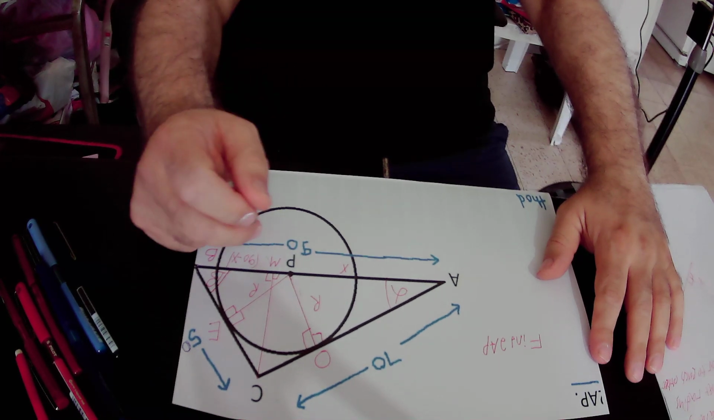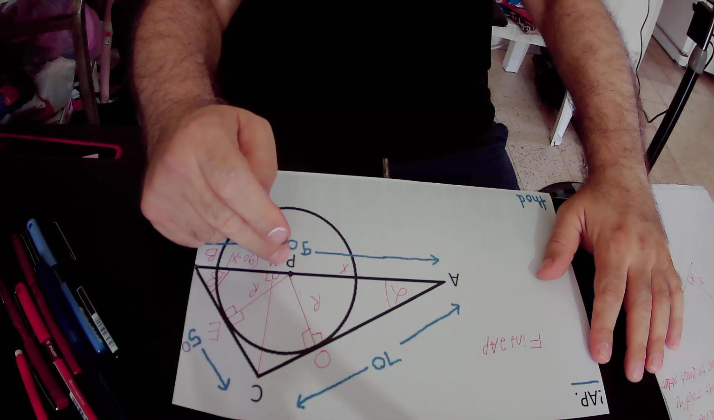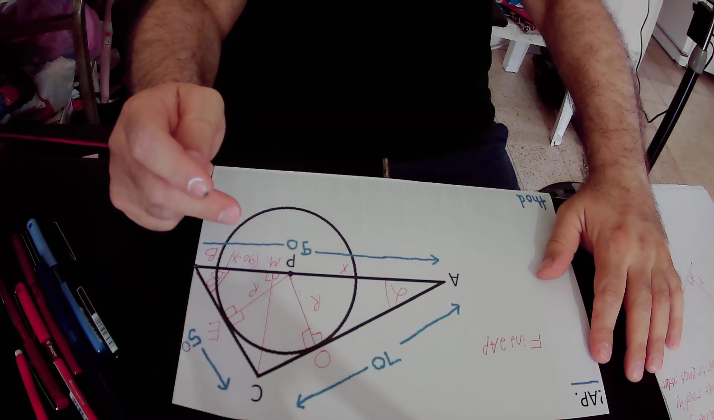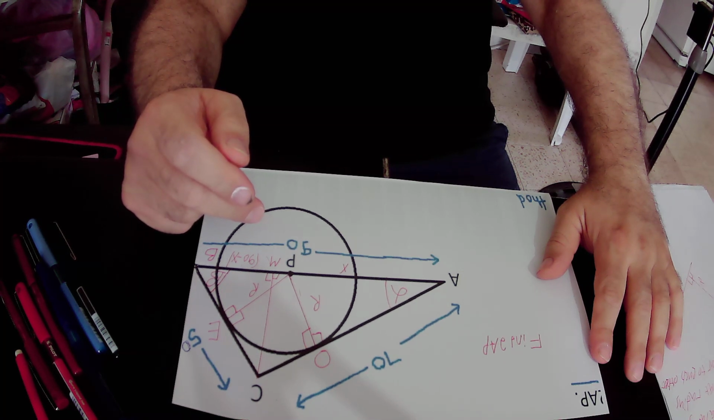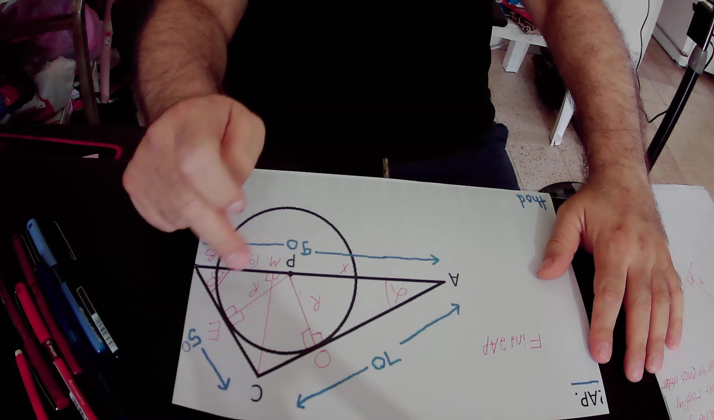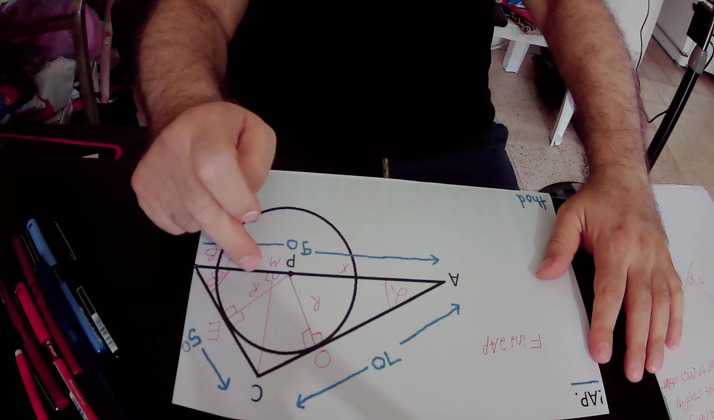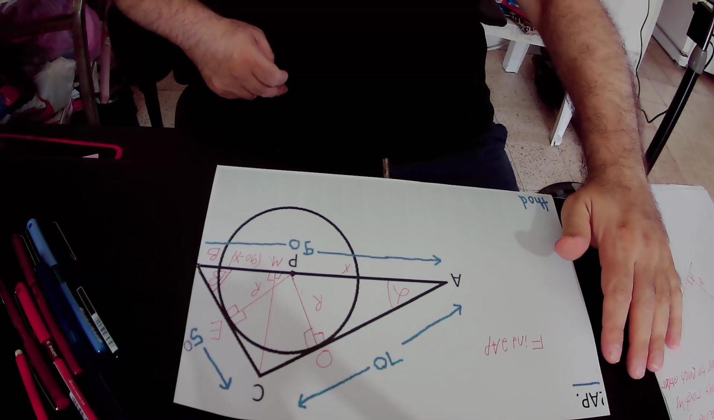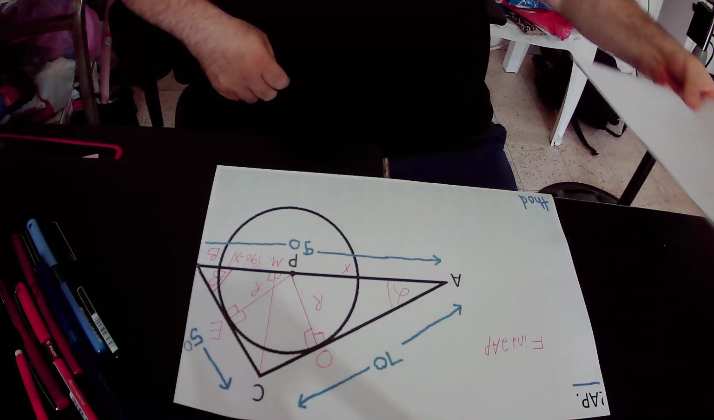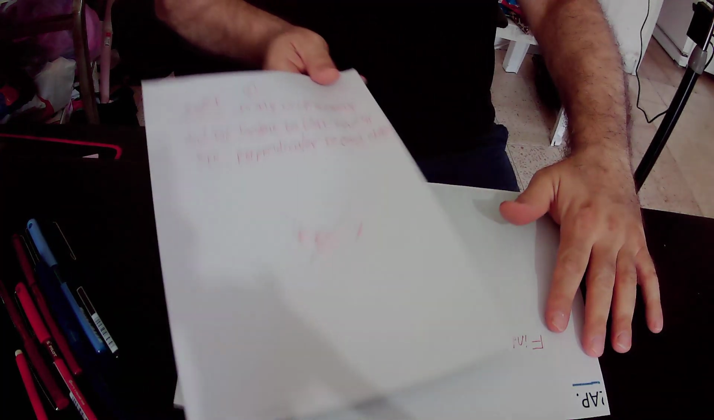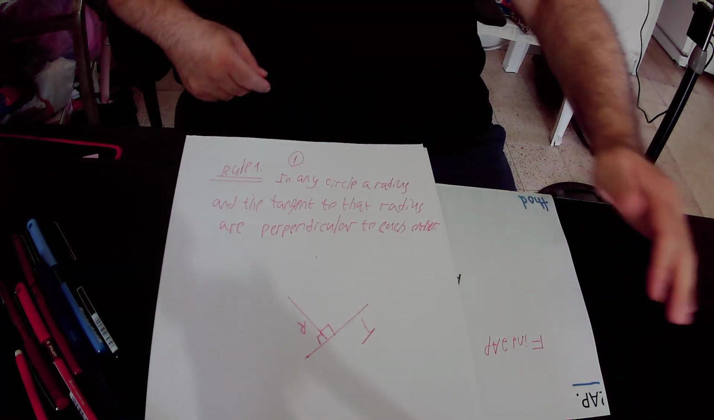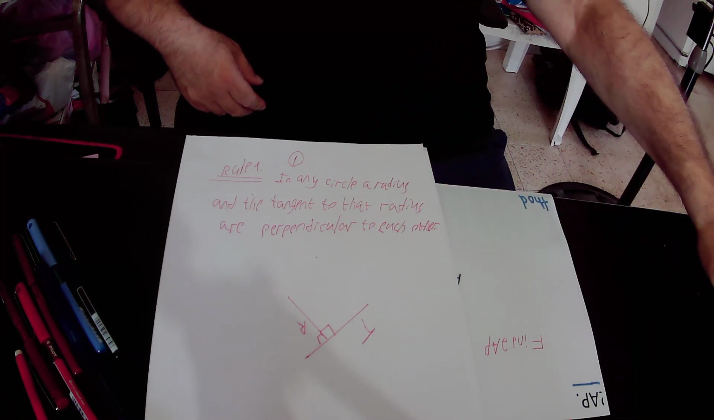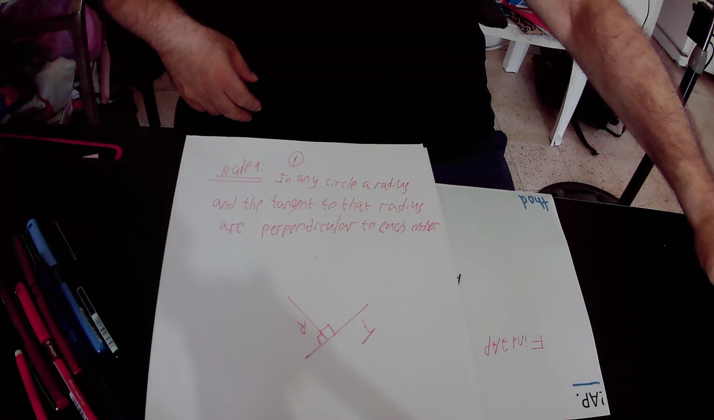We connected points O and P together, and OP is the radius of the circle. We also connected points P and E together, and PE is also the radius of the circle. And we have a rule that states in any circle a radius and a tangent to that radius are perpendicular to each other.